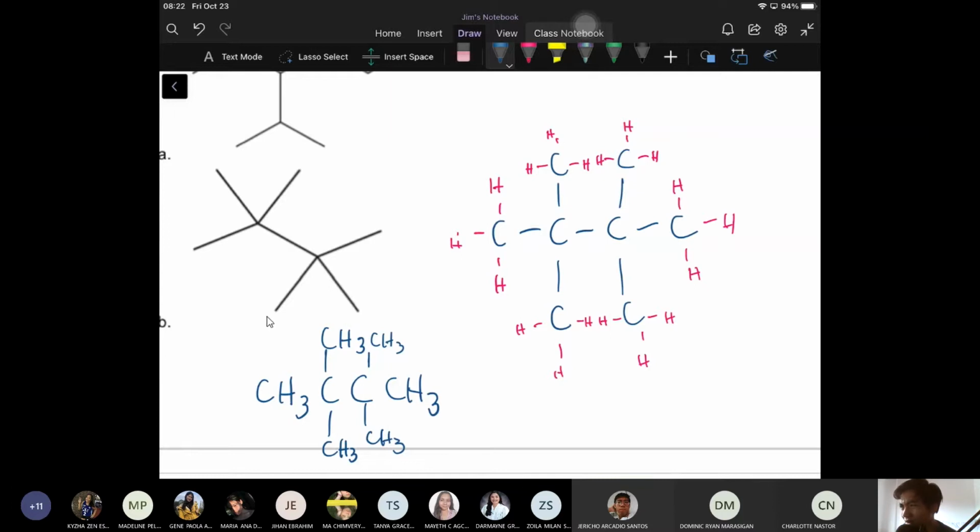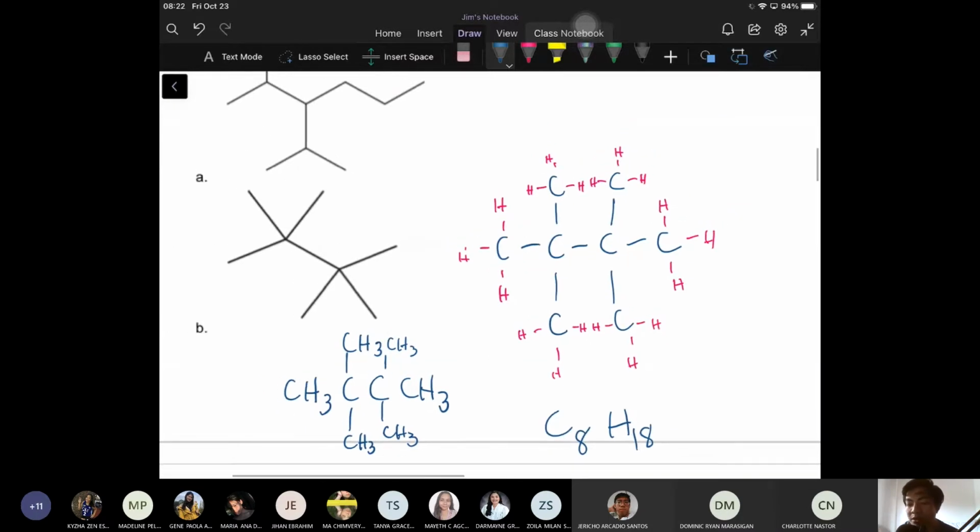CH3, CC, CH3, CH3, CH3, CH3, CH3. Okay, so ito yung condensed structural formula. Ito yung Lewis structure. Ito yung line angle formula. Ano yung molecular formula? Pag molecular formula, carbon and hydrogen count lang yung ginagawa natin. 1, 2, 3, 4, 5, 6, 7, 8. 8 carbons, ilang hydrogen? 3, 6, 9, 12, 15, 18. So, yeah. So, C8, H18.